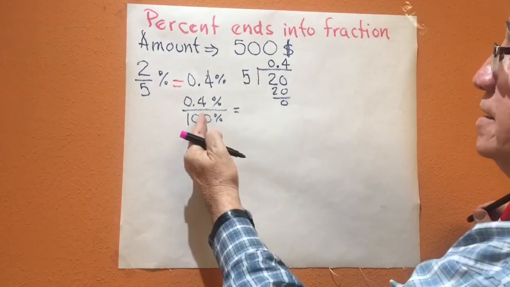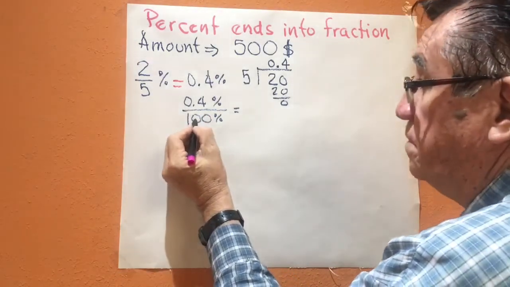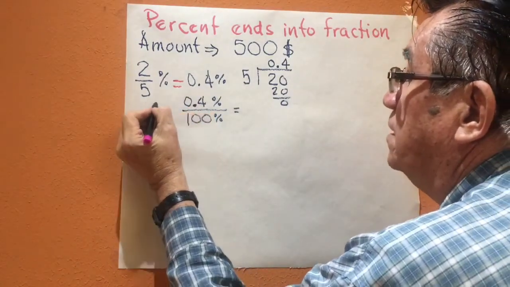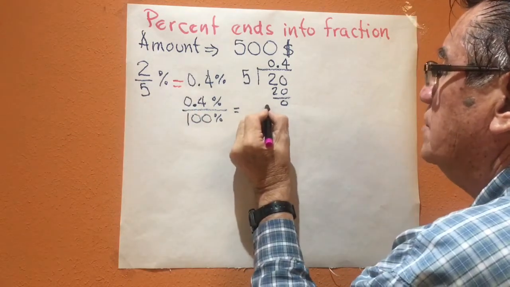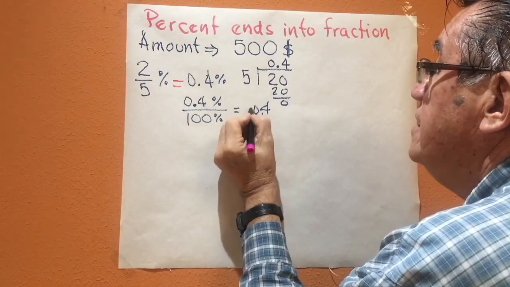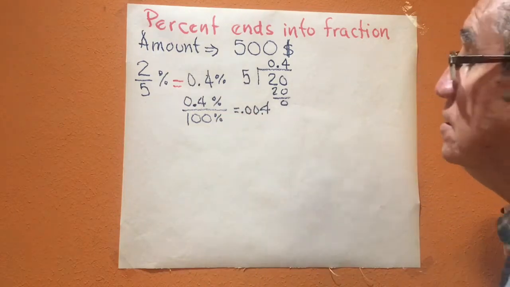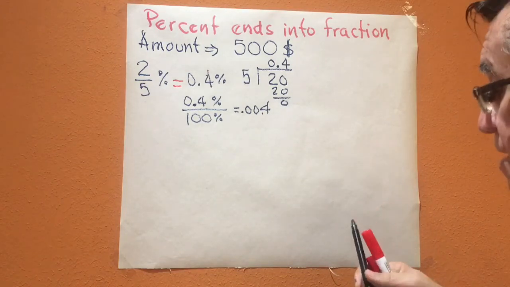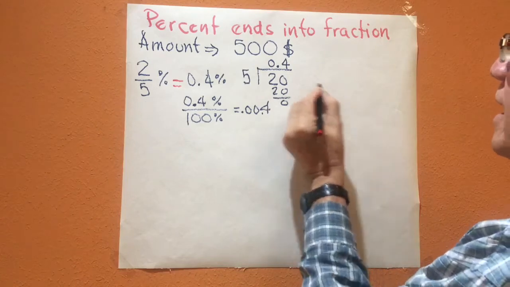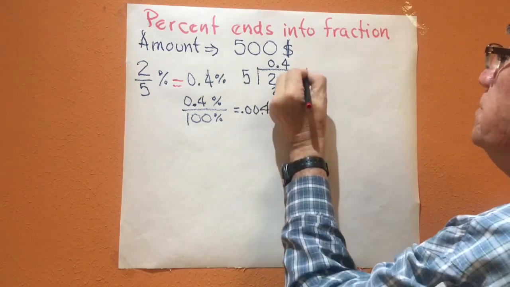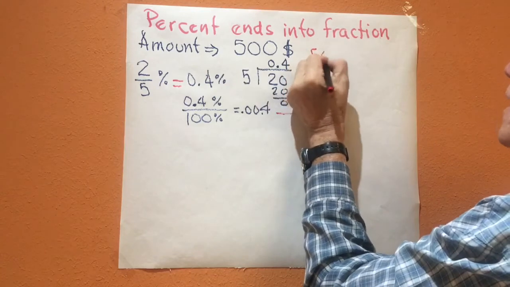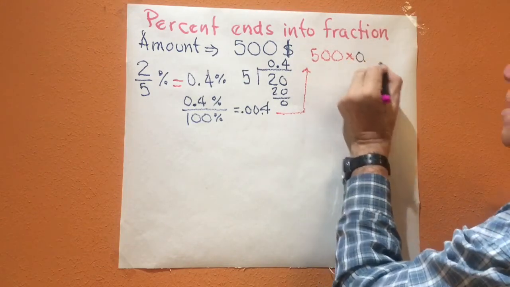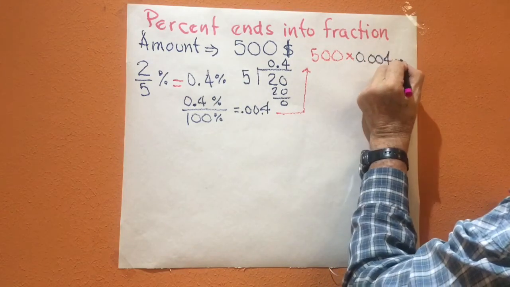How is it going to be? Well, I have to move the decimal point 2 places to the left. 1 and 2. We put the 4 and move 2 places. So my number is going to be 0.004. And then I can apply it to my amount. So this is going to be multiplying 500 times my decimal form, which is going to be 0.004, which is going to be equal to.